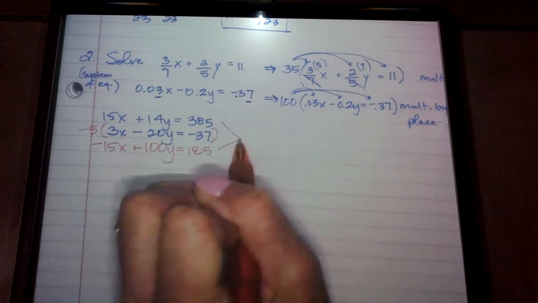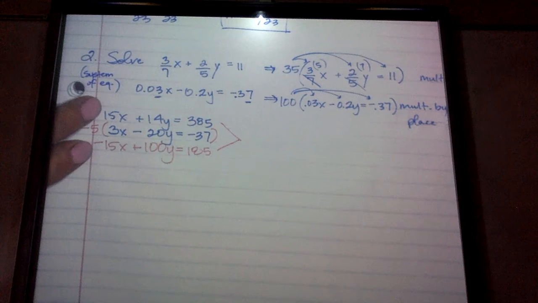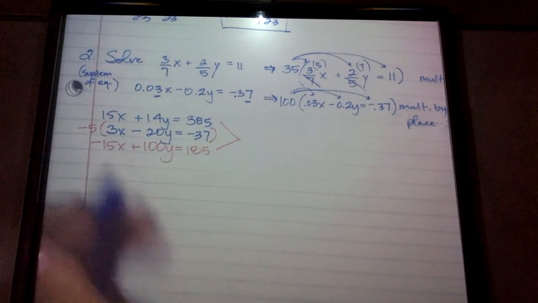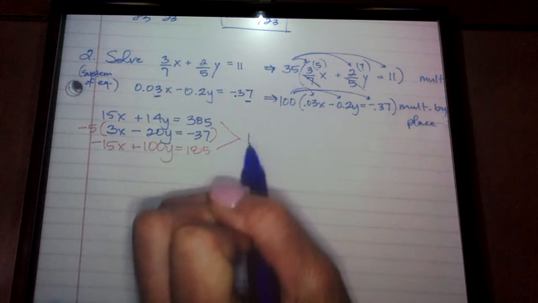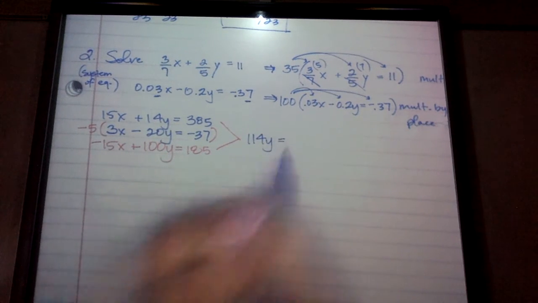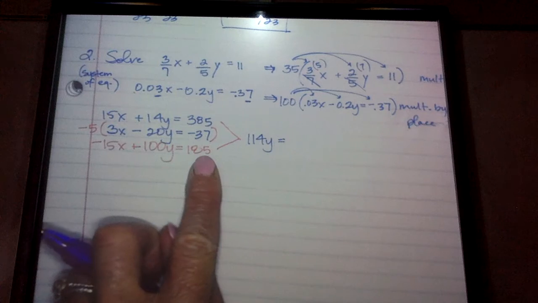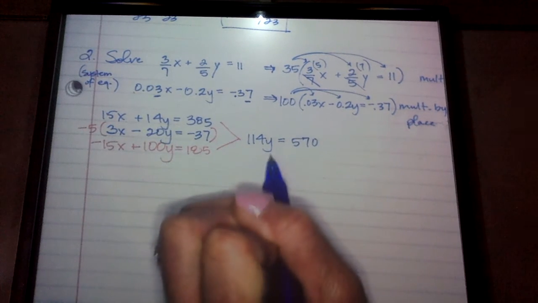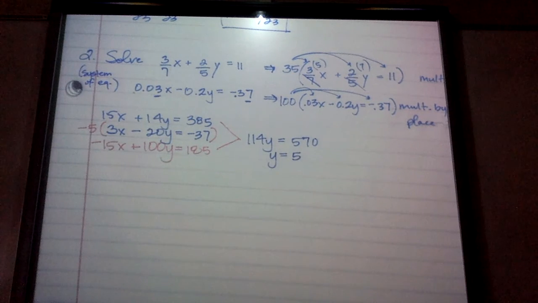So I'm now going to add these two together, right, because my x's are opposite. So 15x minus 15x eliminates. 14y and 100y make 114y. 385 plus 185, I got 570. Divide, and y equals 5.